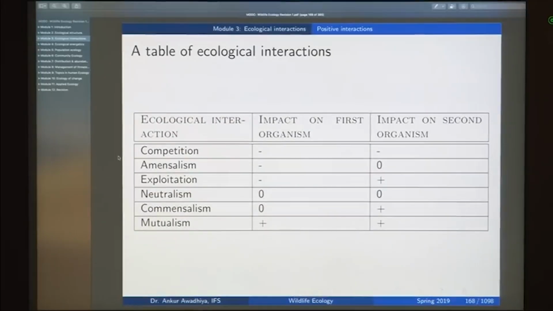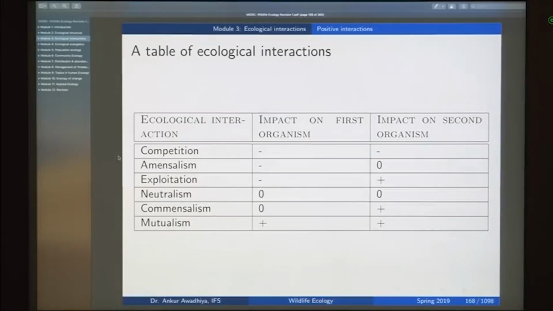Then we had this table. In the case of competition, both the organisms are harmed. In the case of amensalism, there is one organism that is neither harmed nor benefited, but there is another organism that suffers harm. In the case of exploitation, you have one organism that is benefited, and another one that is harmed.